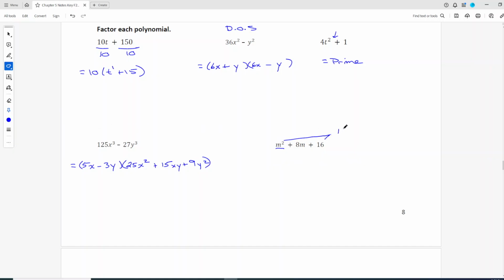1 times 16 is 16. I'm looking for 2 numbers that multiply to give me 16 and add to give me 8. 1 and 16, nope. 2 and 8, nope. 3 doesn't go in. 4 and 4, oh, there we go. I've got 8. And if this had been a negative 8, I just would have done matching signs in here. So I'm going to break that middle term up into m squared plus 4m plus 4m plus 16.